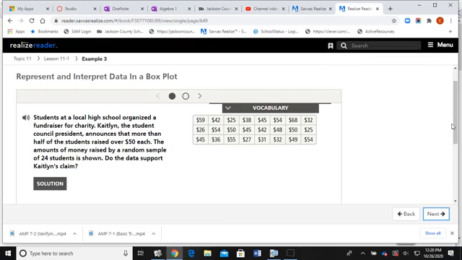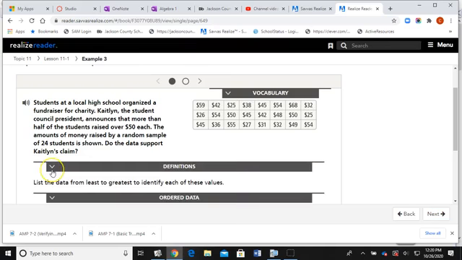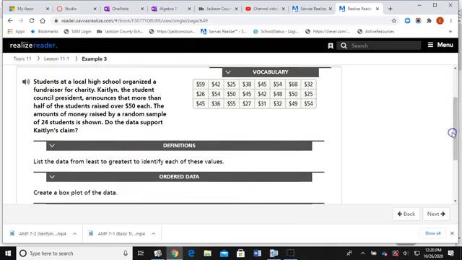All right, so she has this claim, and we're going to make a box plot to see if the claim makes sense. She said more than half of the students raised over $50 each. So first off, you need your smallest number and your biggest number. What's the smallest number called? Minimum. And the biggest number is the maximum.